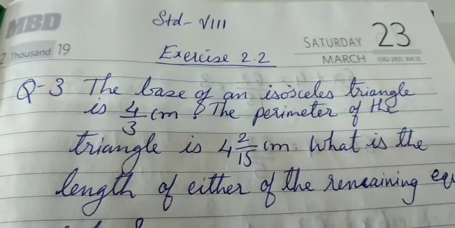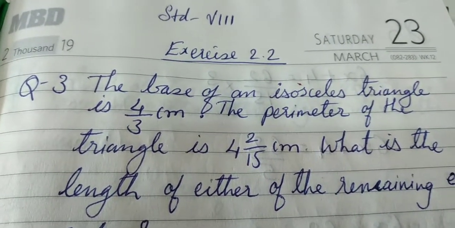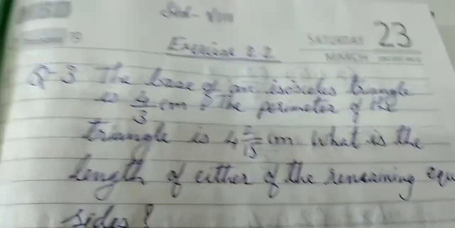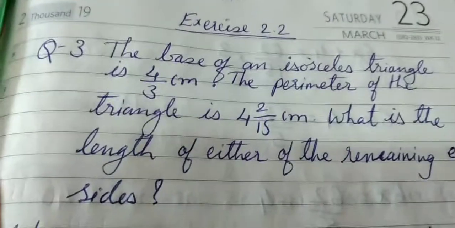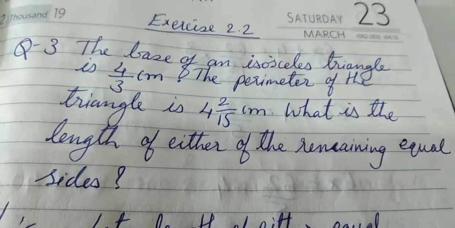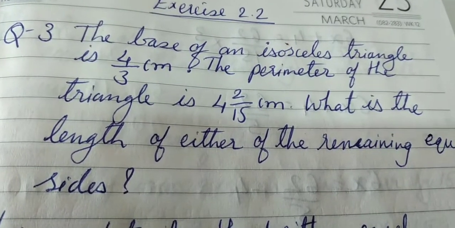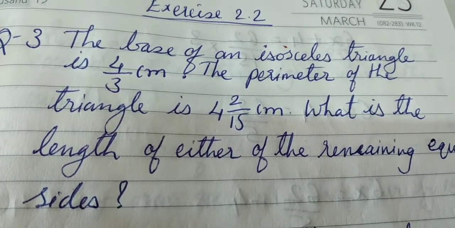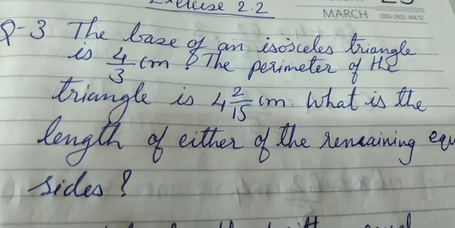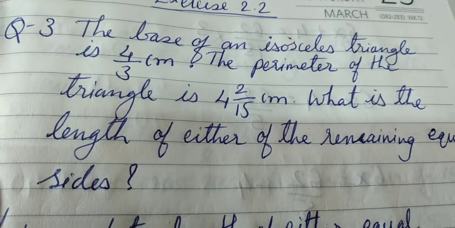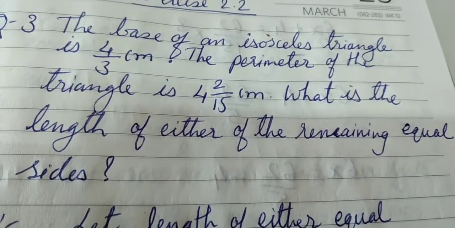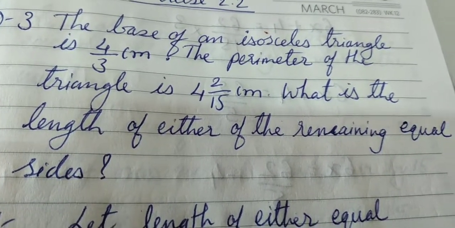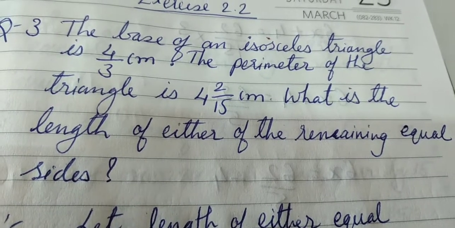Today we are going to continue with the word problems of exercise 2.2. The first word problem today is: the base of an isosceles triangle is 4 by 3 centimeter. The perimeter of the triangle is 4 integer 2 by 15 centimeter. What is the length of either of the remaining equal sides?